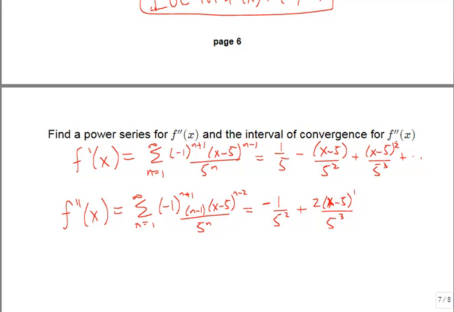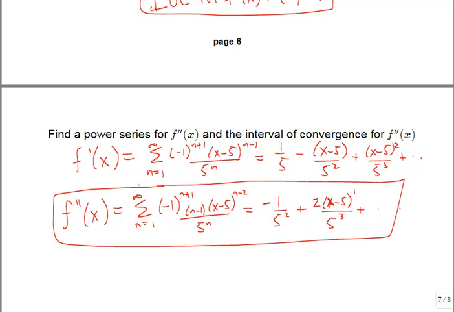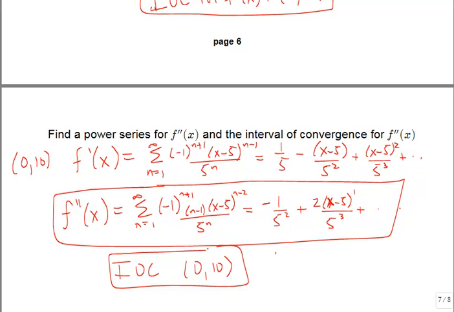You bring down the 2, you subtract 1 from the power, and the bottom stays the same. So this is going to continue. So here's our power series for the second derivative. And remember, the interval of convergence for the first derivative was 0 to 10. So that forces the interval of convergence for the second derivative to be 0 to 10 as well, because you can't gain any endpoints when you take a derivative. We won't gain any of the endpoints every time we take a derivative. And since both of them are already not included, I can't lose them because they're already lost.